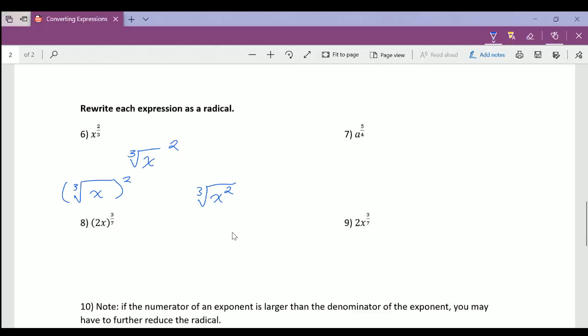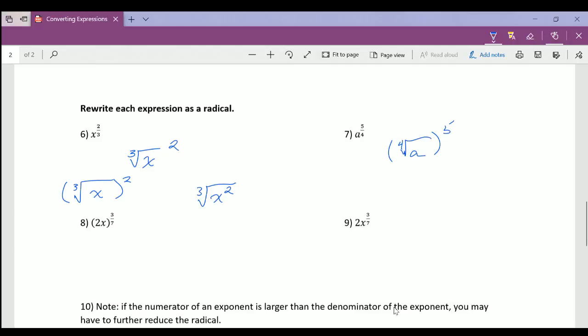You may have to further reduce the radical, okay? And that is something you're going to have to check with what the assignment that you're working on is asking you to do. So for instance, here, it's a to the 5/4 power, okay? A is the base. It is also the radicand. Okay, the denominator of the fraction is 4, so that's our root or index. And then finally, you'll raise the whole thing to the 5th power.